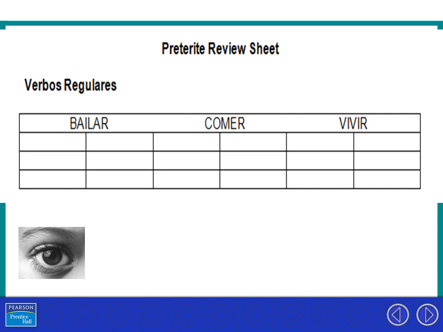So vamos a empezar con bailar. Bailar en la forma yo es bailé. Yo bailé anoche con un chico guapo. Students always ask why we always focus on hot men. I don't know. Okay, la forma tú: bailaste, bailó con acento, bailamos, bailastes, and bailaron.